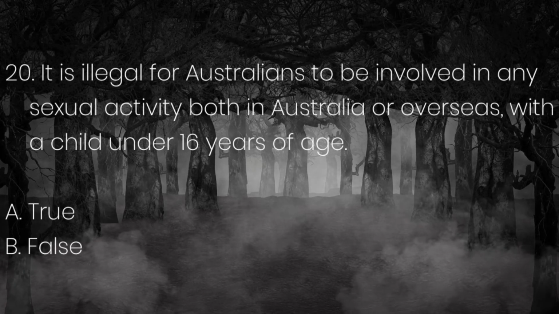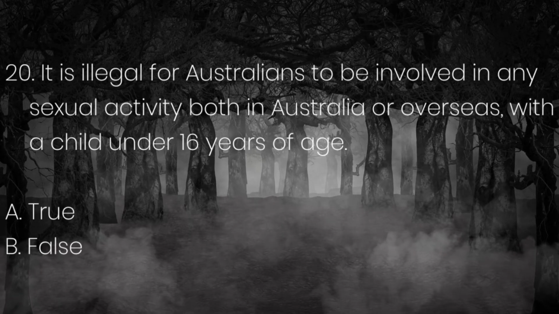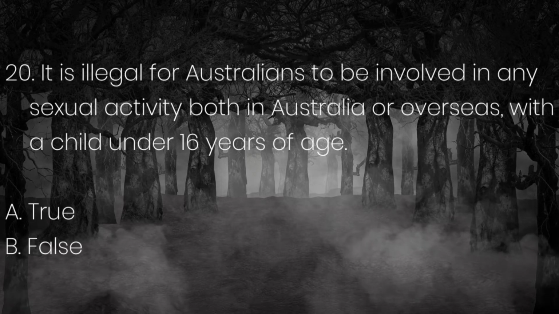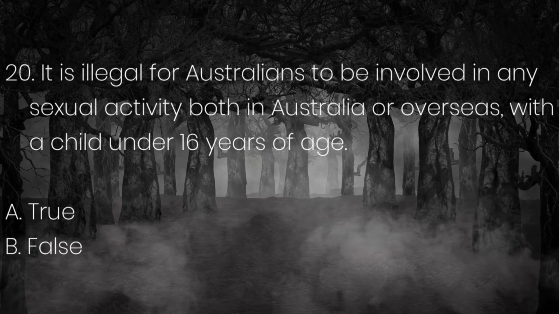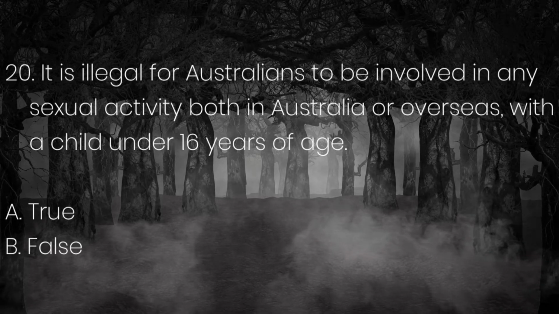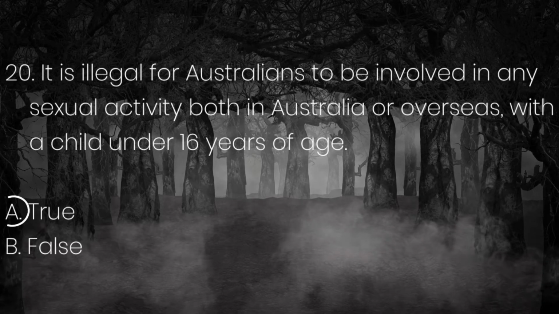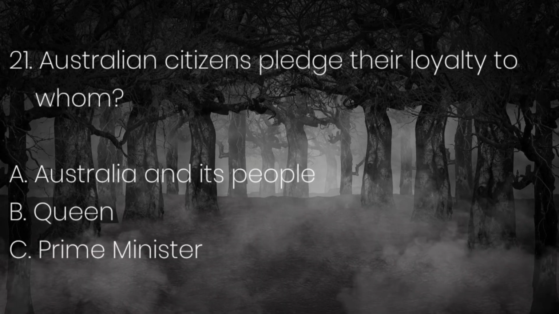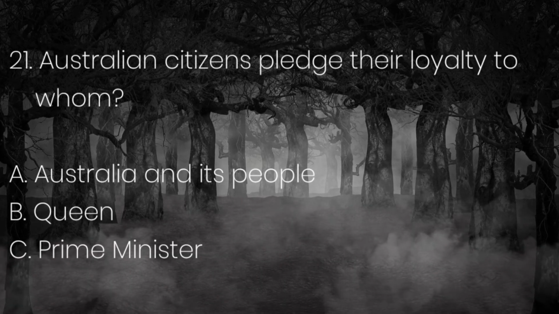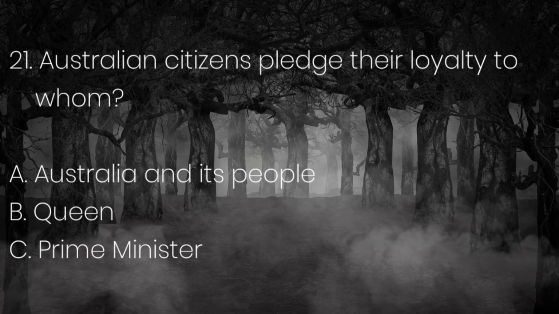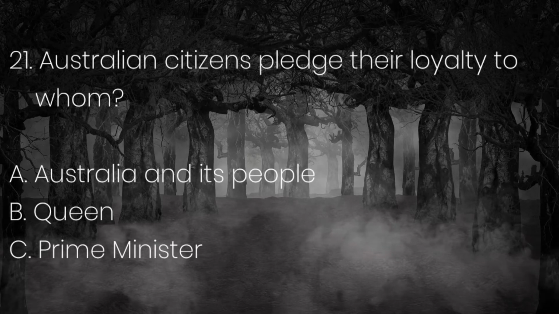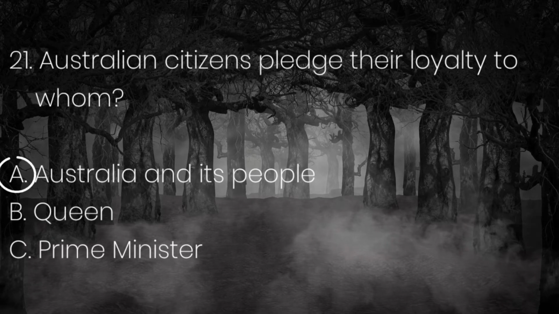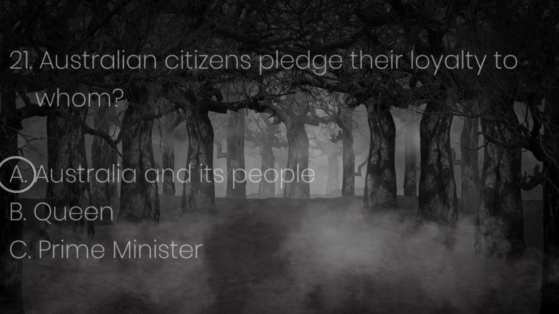Number 20. It is illegal for Australians to be involved in any sexual activity both in Australia or overseas with a child under 16 years of age. Letter A, true. Letter B, false. The answer is letter A, true. Number 21. Australian citizens pledge their loyalty to whom? Letter A, Australia and its people. Letter B, Queen. Letter C, Prime Minister. The answer is letter A, Australia and its people.